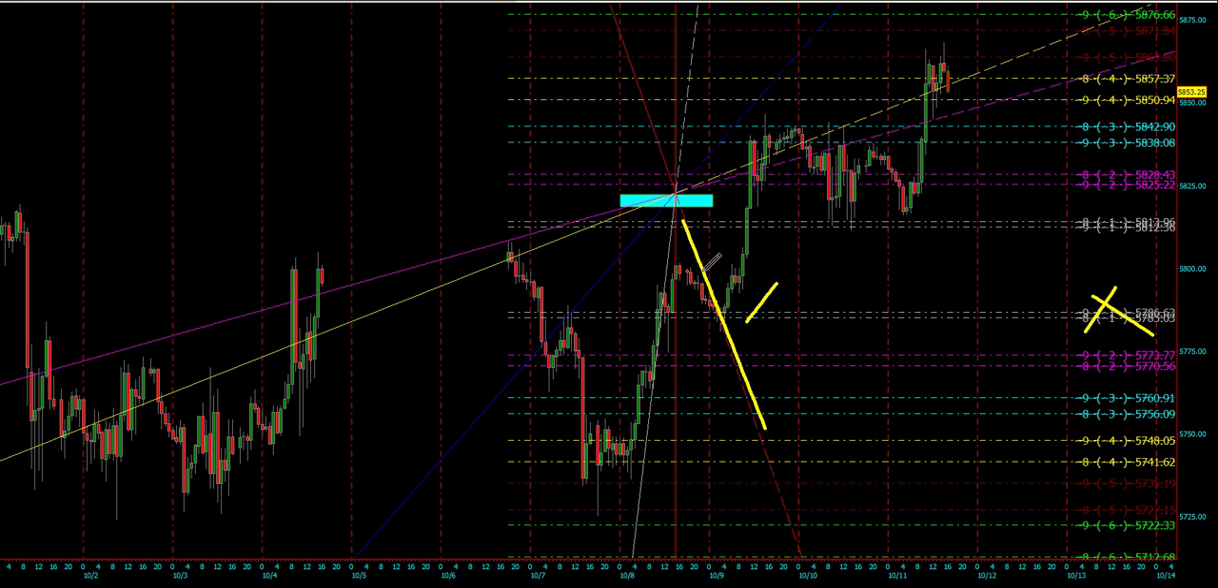We broke this trend line. It is curve fitted here. Close on the other side. High confidence trade. This is ES.